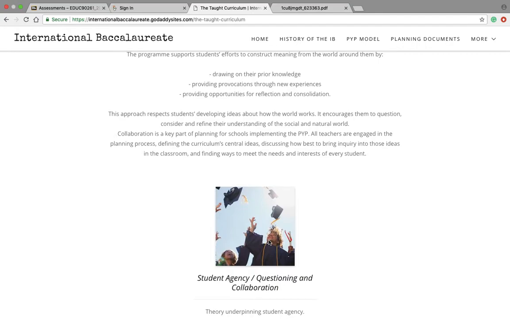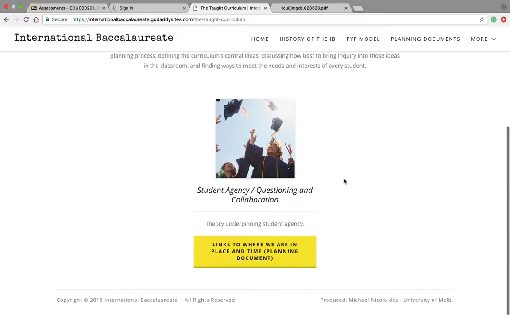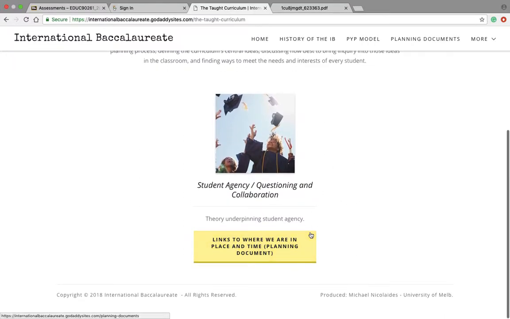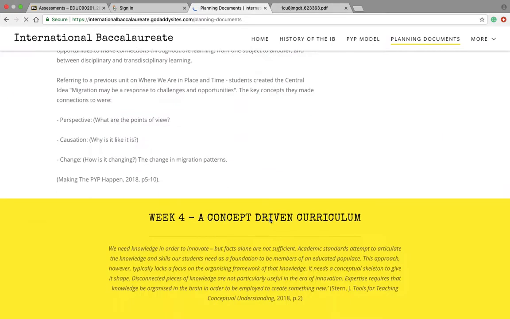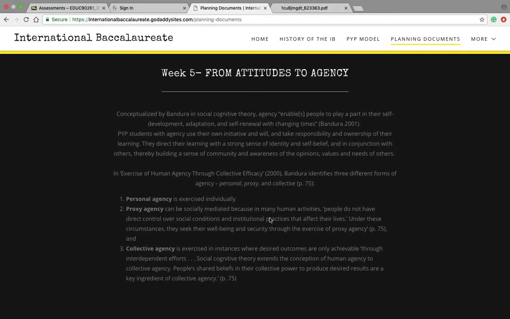Collaboration is a key part of planning for schools implementing the PYP. We need to find ways to meet the needs and interests of every student. So let's take a look at the theory that underpins student agency. Now, Bandura. Let's look back at week 5 of our current subject curriculum frameworks in the IB, from attitudes to agency.